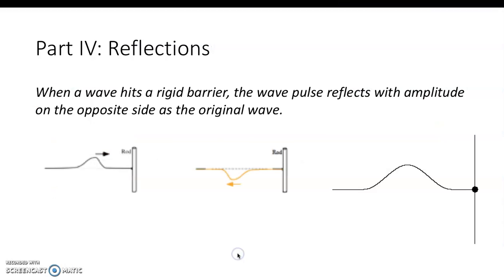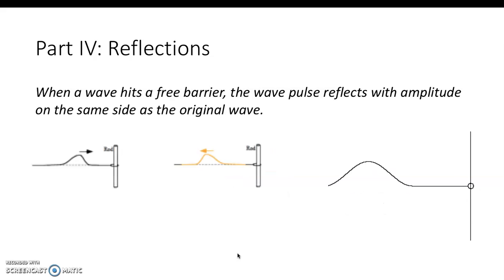So, back to part 4. This is another qualitative, observation-based argument. The student in part 4 argues that when a wave hits a rigid barrier, the pulse reflects with amplitude on the opposite side of the original. That's actually true, so this student, I would agree with. But when a wave hits a free barrier, the pulse actually reflects with amplitude on the same side as the original wave.